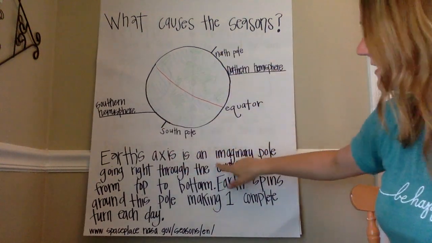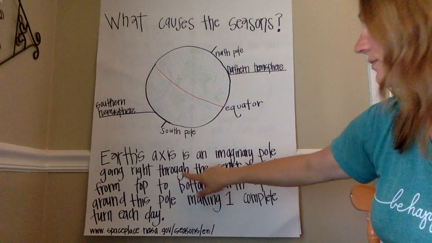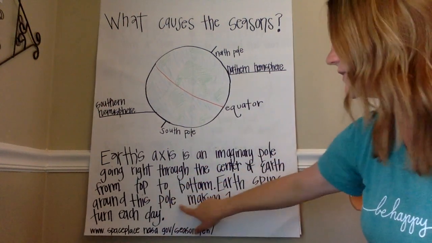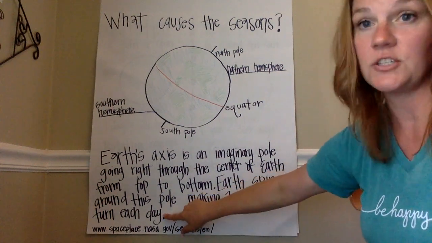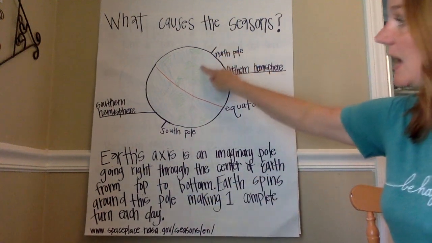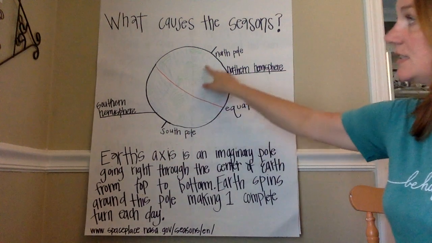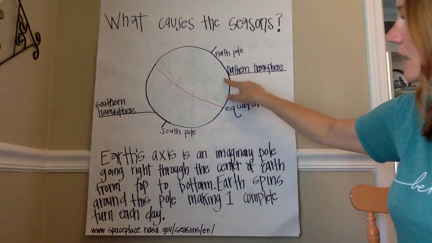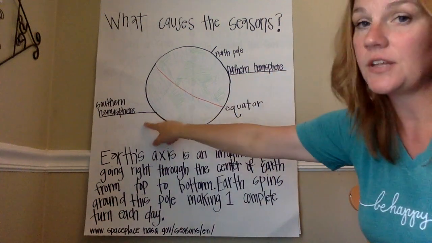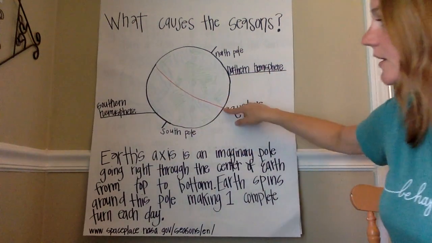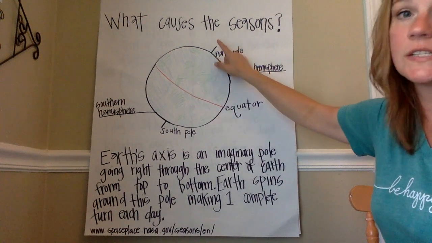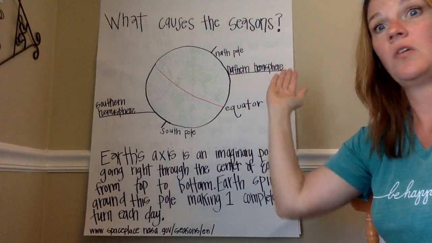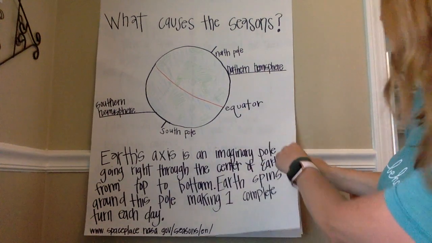So Earth's axis is an imaginary pole going right through the center of Earth from top to bottom. Earth spins around this pole, making one complete turn each day. And this is how it sits. It sits at an angle, and we have the North Pole and the South Pole. We have our northern hemisphere and our southern hemisphere, and then we have our equator. So this is what's causing the seasons, the way the Earth is sitting. If it sat straight up and down, then we wouldn't have our seasons.